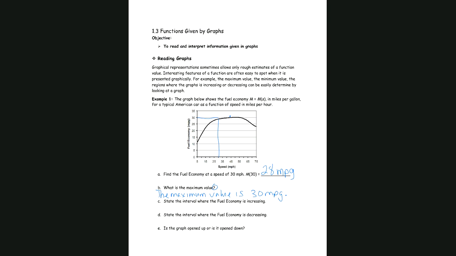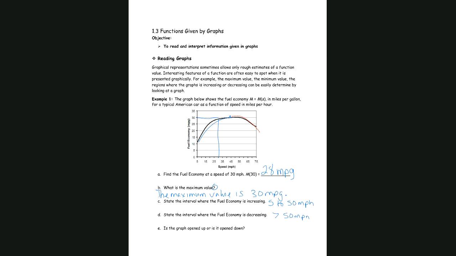So go back to our graph again. It's increasing from 5 until around here, that's about 50. And then it starts decreasing from this point on. So to answer our question, it's increasing from 5 to 50 miles per hour, and decreasing at greater than 50 miles per hour.